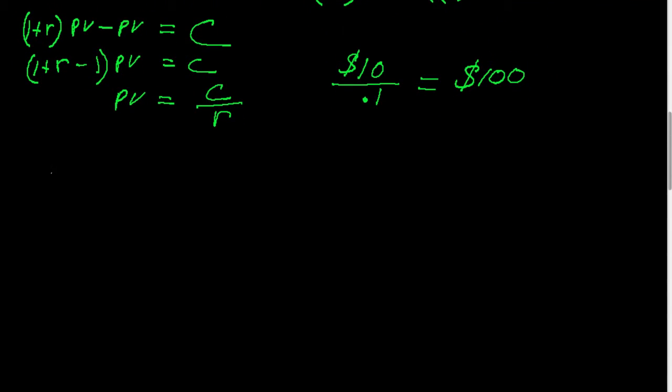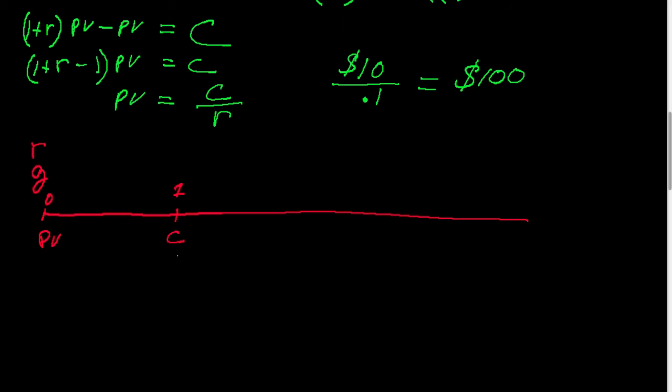A growing perpetuity is a perpetuity in which the amount you receive at each period is growing at a constant rate. For example, let's let R be our interest rate and G be the growth rate, the rate at which the perpetuity is growing. So at time 0, we'll have the present value times 0. At time 1, you're going to receive C, and at time 2, you're going to receive C, and it's going to grow by G. And at time 3, you receive C, but it's now grown by 1 plus G squared, and so on.